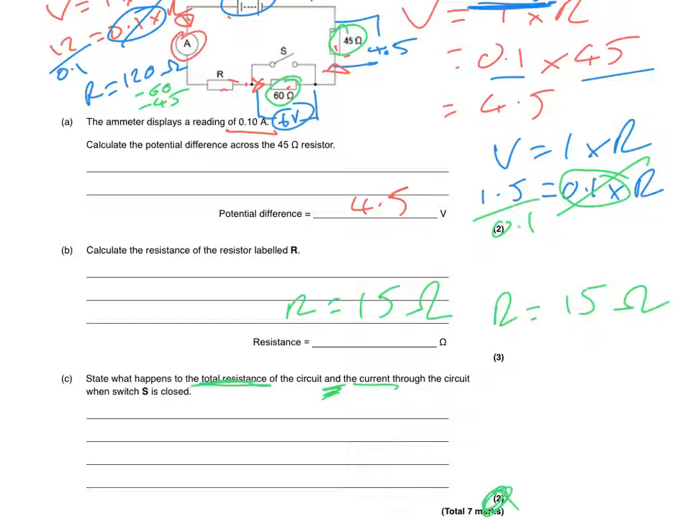Well, if the current no longer has to just go through that resistor, it has the option of going through there where there's a very low resistance, then most of it will go through there and a tiny amount will go through here. So the total resistance of the circuit will have decreased. If the total resistance has decreased, well, if it's resisting less, the current, I, is going to increase.